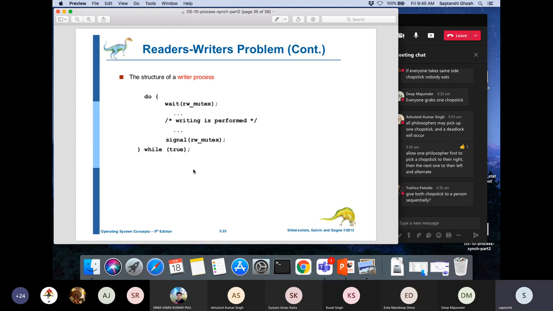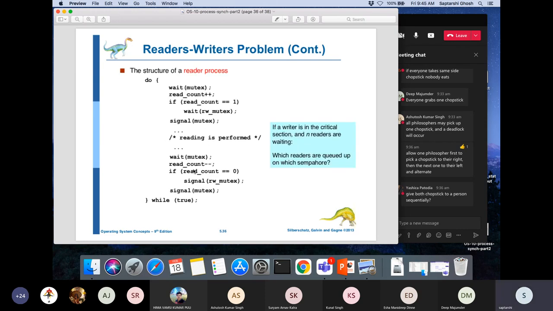Now the reader process, which is complicated, but take some time to understand what is going on. So this is the structure of a reader process. Take a couple of minutes to understand, then I'll ask you some questions. At this point, please do not ask questions. Take a couple of minutes to go through this, then I'll ask you some questions, which will hopefully help you clearly understand this.